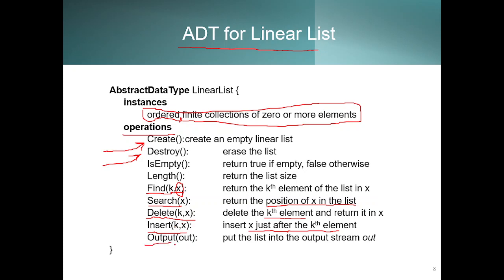And this output function, you can name it print as well. Here they have named it output. So this would put the list into the output stream out. Basically we would simplify it and make it print, and it would print all the elements in that list in their specified order on the console screen. That is what it should do. Okay, so this is the interface.